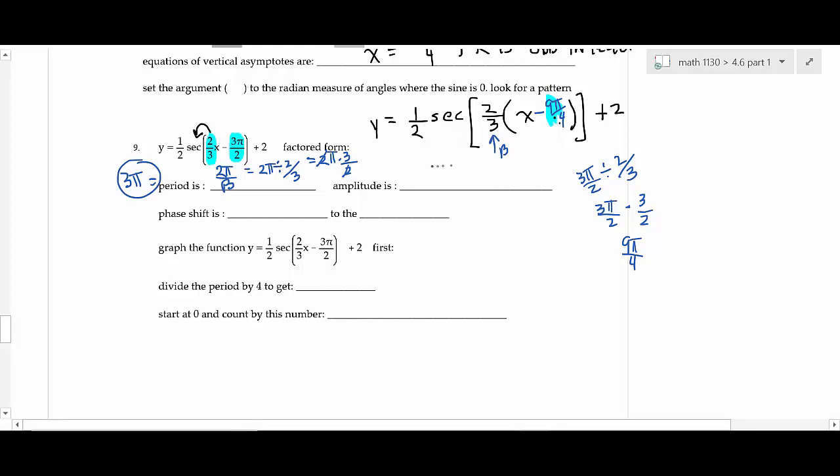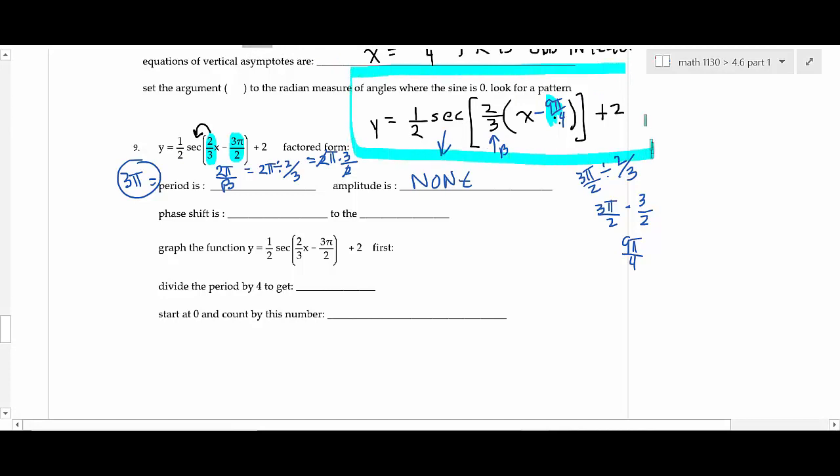Okay, the amplitude is none. There is no amplitude on a secant. There is on a cosine, but not on a secant. Okay, the phase shift, look at the final factored product. What's the phase shift? 9 pi over 4. Good. So it's 9 pi over 4. Which way? To the right. Good. Okay, so we got that.